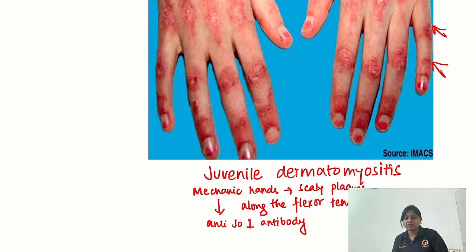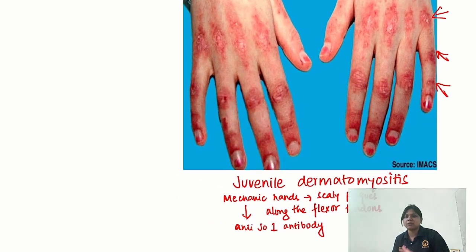This image is a personal favorite of INICET. Every year they give this and frame some new questions. One year they gave this image and asked, what is the diagnosis? The answer is juvenile dermatomyositis. Then, what is the lesion? The answer is Gottron's papules. Next, how do you manage this? The answer will be steroids. Understood?